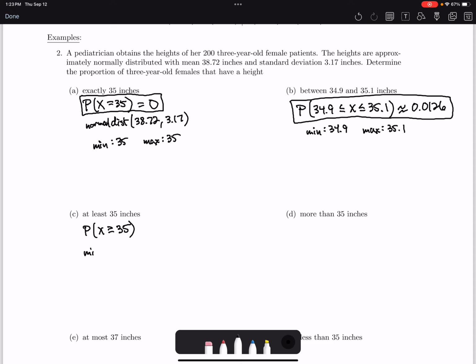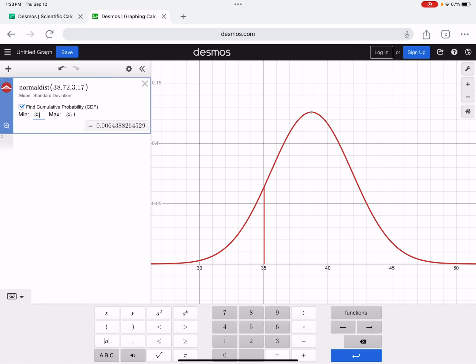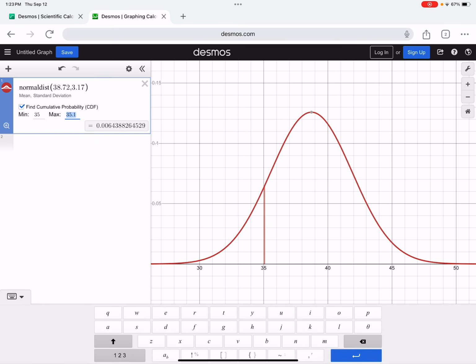So our minimum value is going to be 35, and we won't have an upper bound, right? It's just going to be infinity. Okay, let's see. 35. Infinity. So there's an 87.97% chance of this, right? 87.97% of 3-year-old females are more than 35 inches tall. Okay, so we say 0.8797.